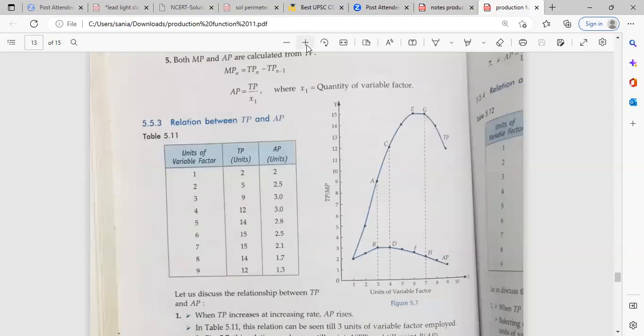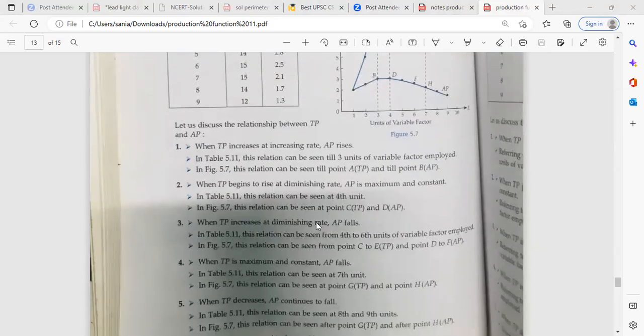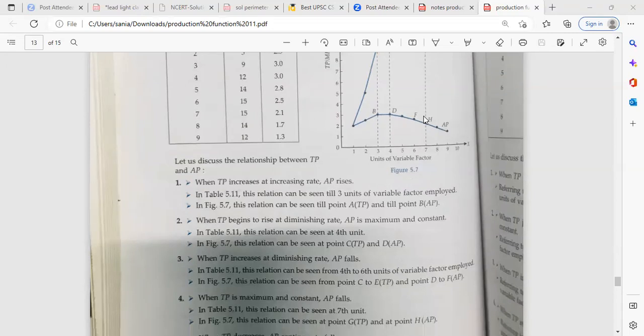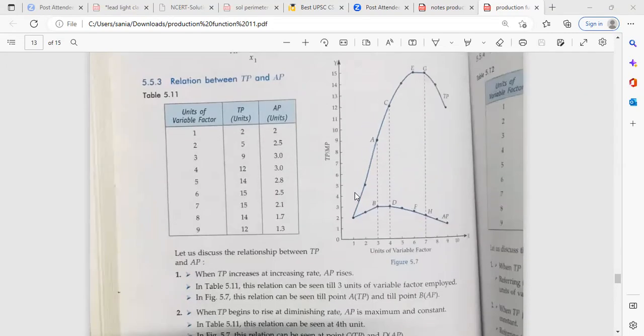Yes, ma'am, but I have drawn this graph in my book. This one. So you have written the relation as well? I wrote TP increases at increasing rate, AP rises. TP begins to rise at diminishing rate, AP is maximum and constant. Okay. So that means we did this. Others tell me, we did this.